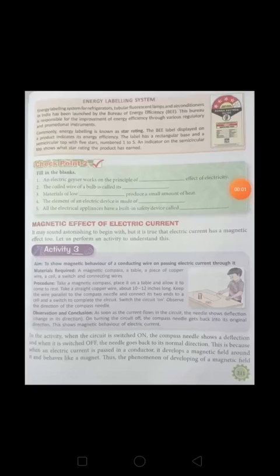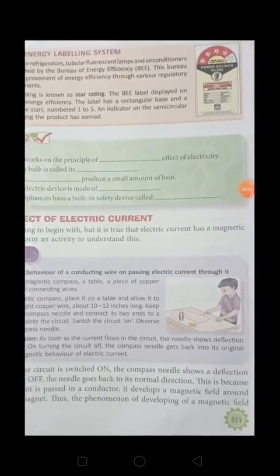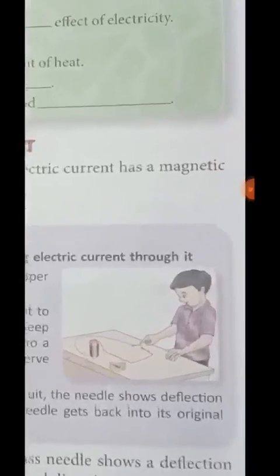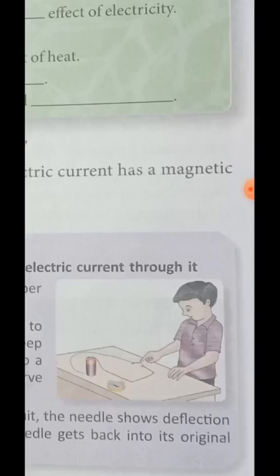To perform this activity, we need a magnetic compass, a piece of copper wire, a cell, a switch and connecting wire. Now let's perform the activity. We will take a magnetic compass and place it on the table. Allow it to come to rest so that the needle is at rest. Now take a straight copper wire about 10 to 12 inches long and keep the wire parallel to the compass needle. Now connect the wire to the two ends of the cell and the switch to complete the circuit.